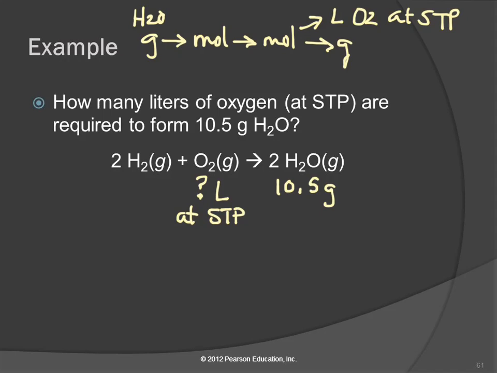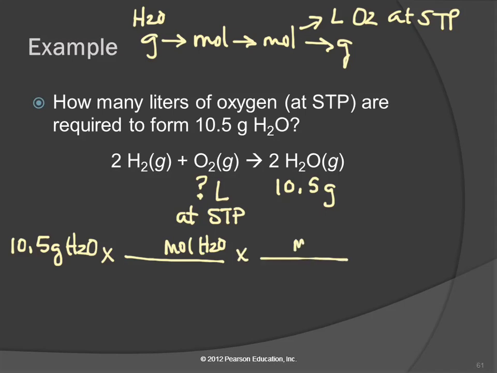So 10.5 grams of water. And we're going to convert that to moles of water. And we're going to convert that to moles of oxygen. And then we don't actually have to use the ideal gas law, because this is at STP. We can go straight to liters of oxygen. And then we stick our units in so they all cancel out so nicely.